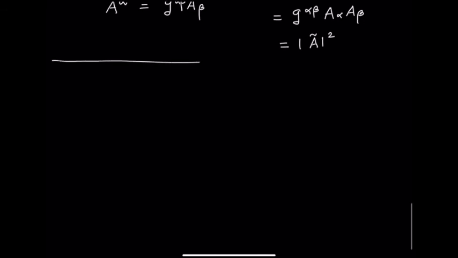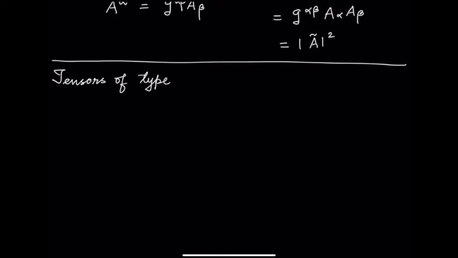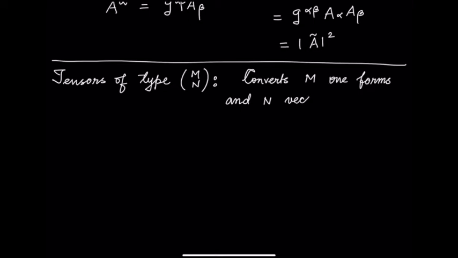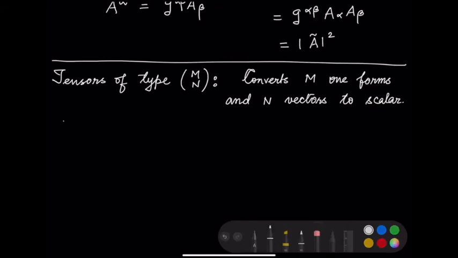Let's now generalize everything and we say that tensors of type M, N, you can have M upstairs and N downstairs. So what does it do? It converts M one forms and N vectors to scalars. So let us consider an example.